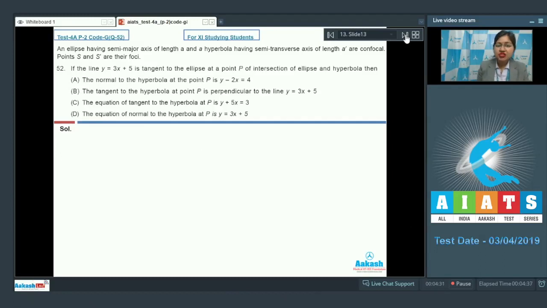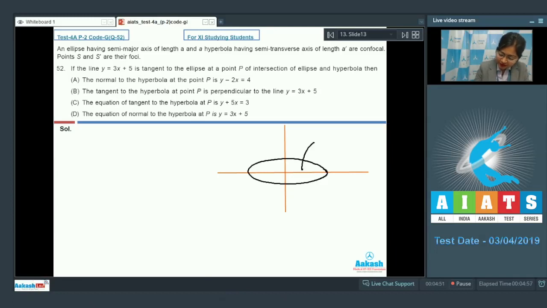Let's now discuss the next question, that is question number 52, which says that if the line y equal to 3x plus 5 is a tangent to the ellipse at a point P of intersection of ellipse and hyperbola, then okay, let's firstly make its graph. Let us say this is the ellipse and this is the hyperbola. So both of their foci are the same. Let us say they are S and S dash, and P is their point of intersection. Now it has been given that y equal to 3x plus 5 is a tangent to the ellipse at point P. Let us say this is the tangent on the ellipse, right?